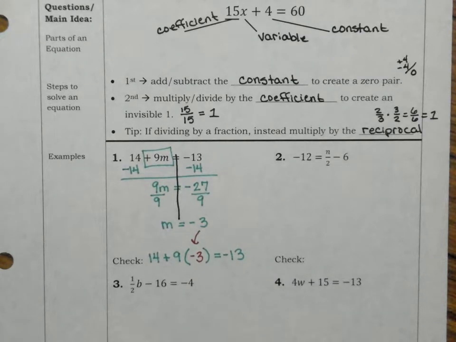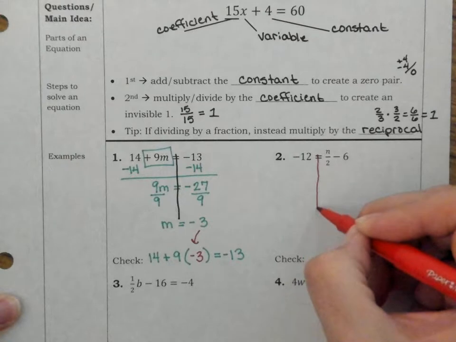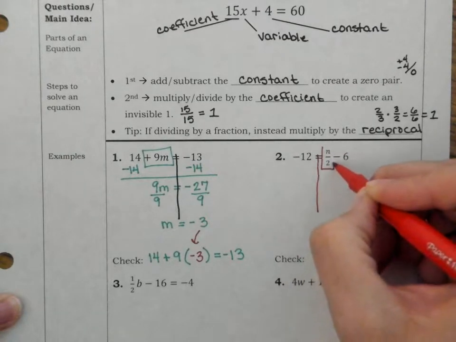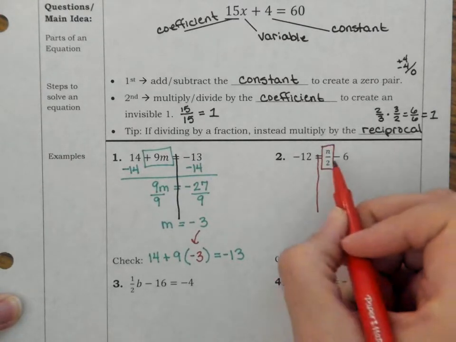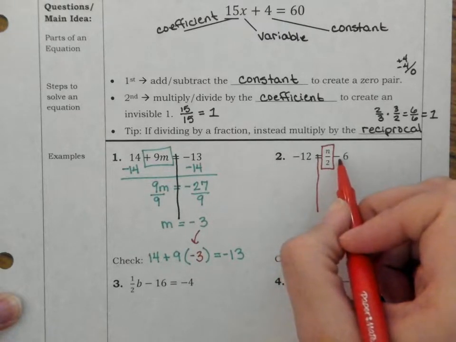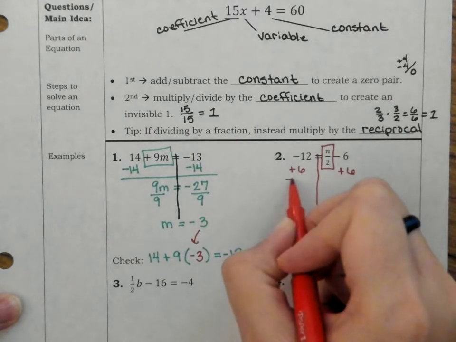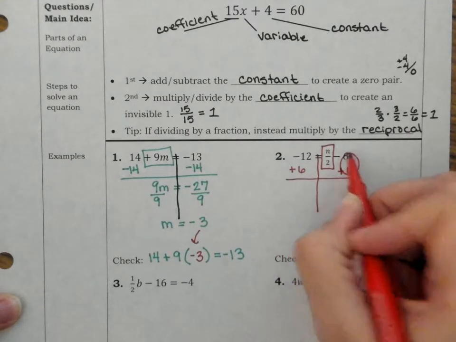Number 2, brick wall. Box in your variable term. And then you get rid of what's next to the box on the same side. So what's next is a negative 6. The opposite is to add 6 to both sides. That creates your zero pair.